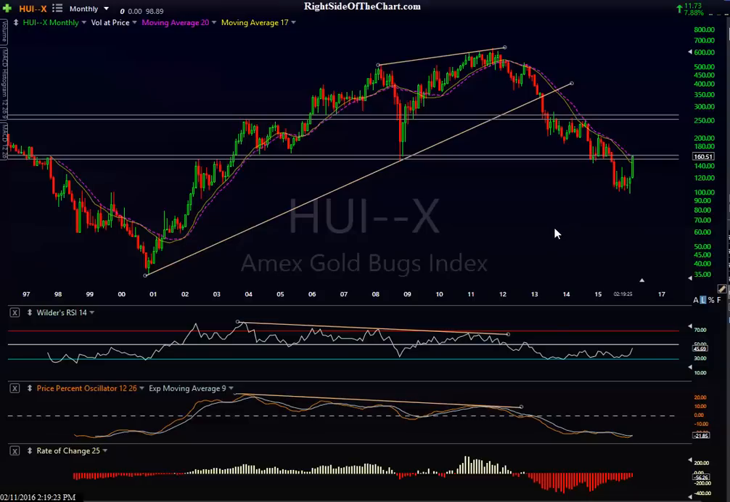All right, a couple other things, and we'll wrap it up. The trend indicators. Up here I have a 20 and a 17 period monthly moving average.